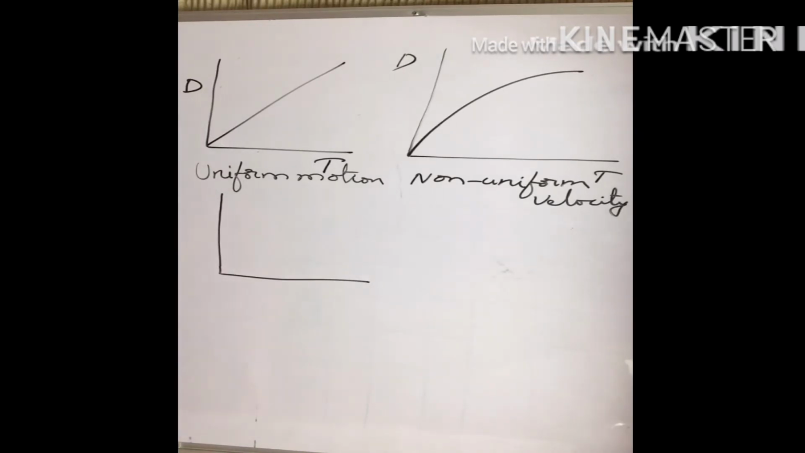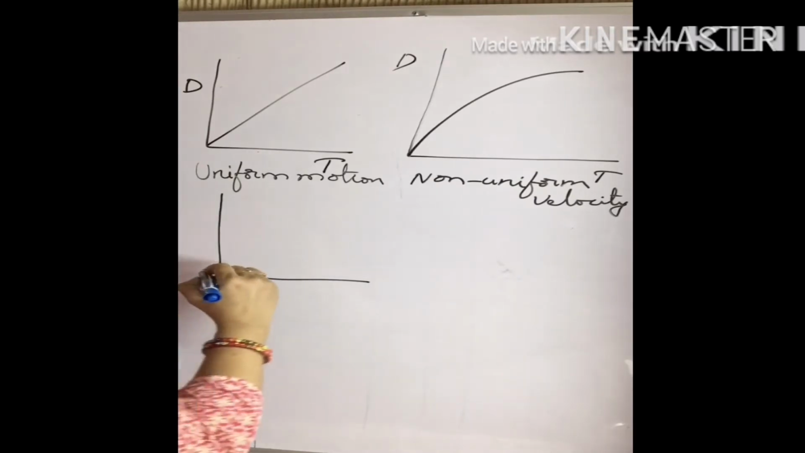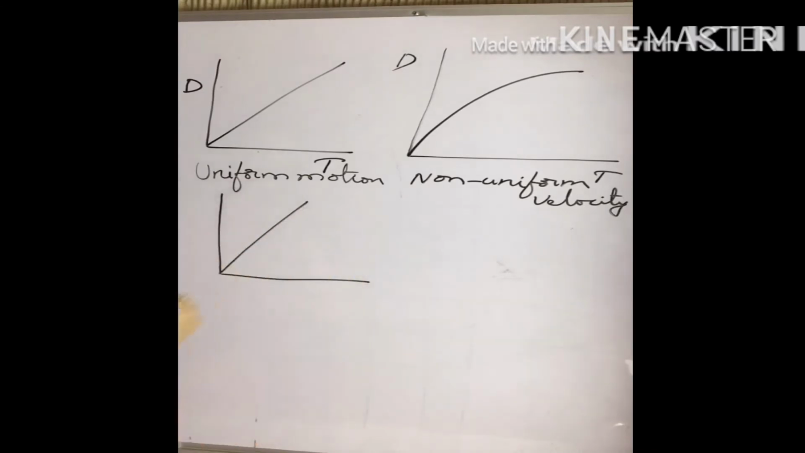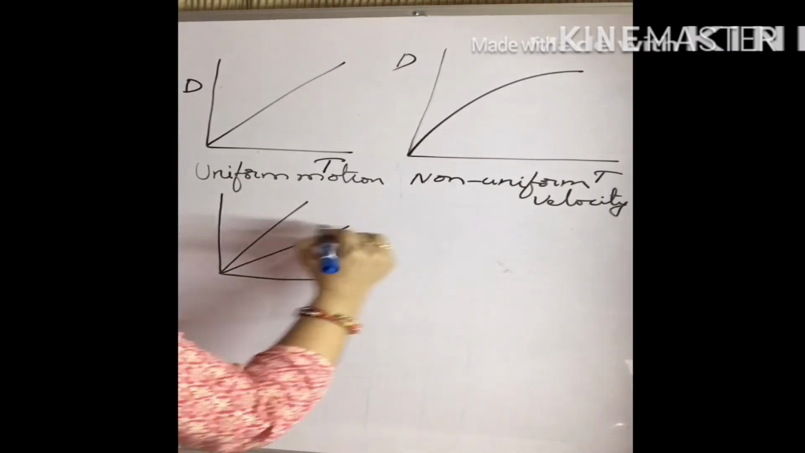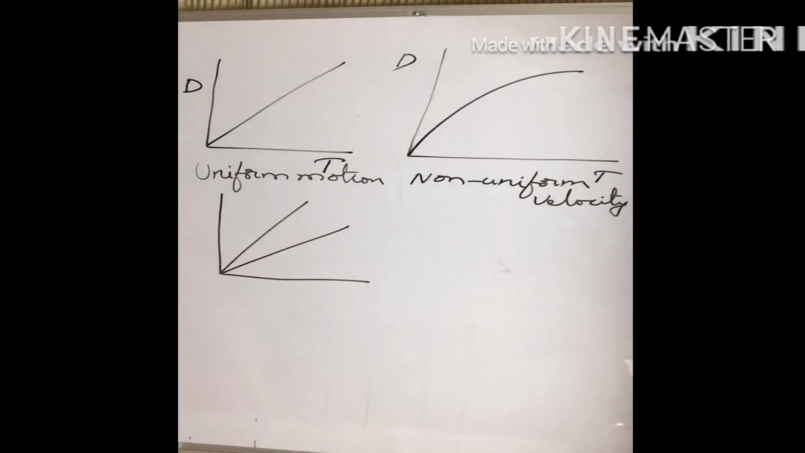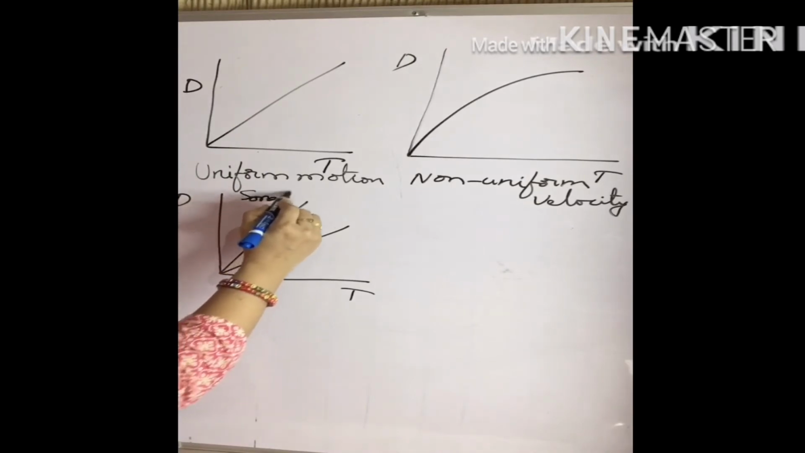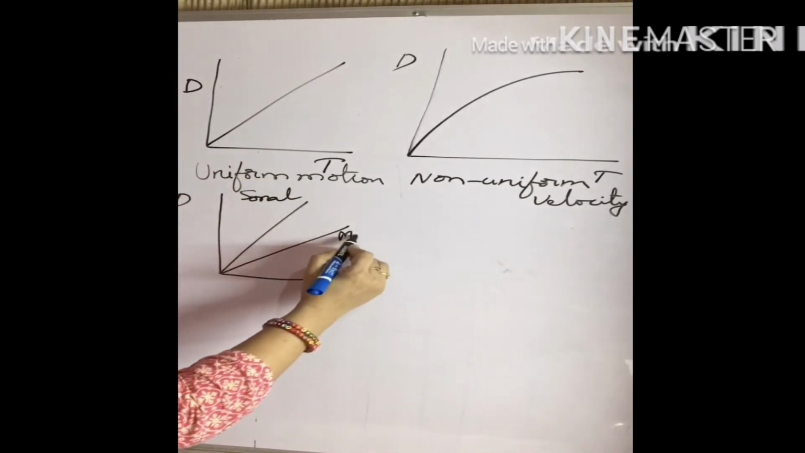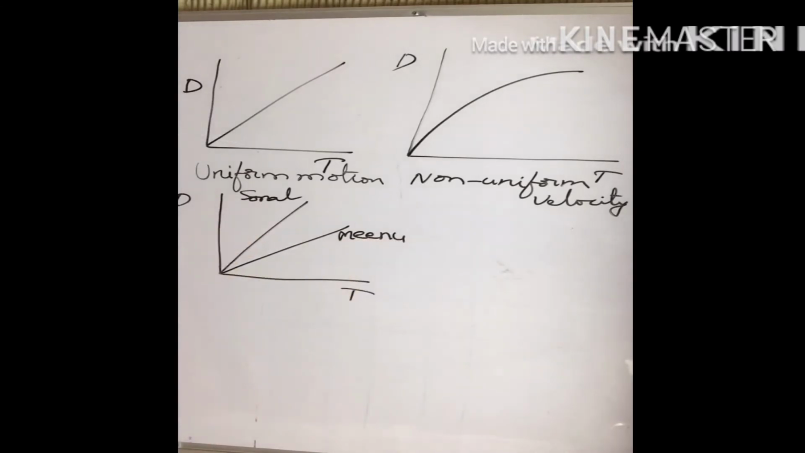Next, the third graph I will draw. Here I will take up two graphs, like this. This is also distance against time. Let us take any two names. Suppose this is the distance, Sonal. This is Meenu. These are the two girls who are covering the distance, taking their own time.